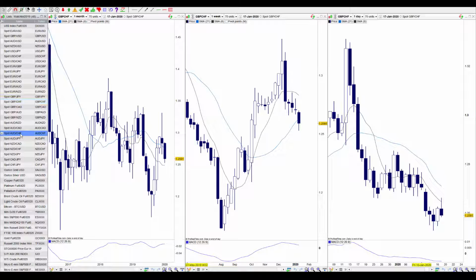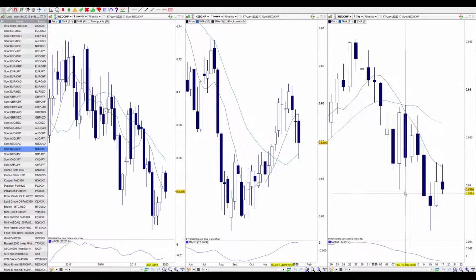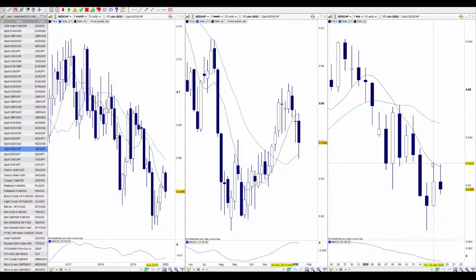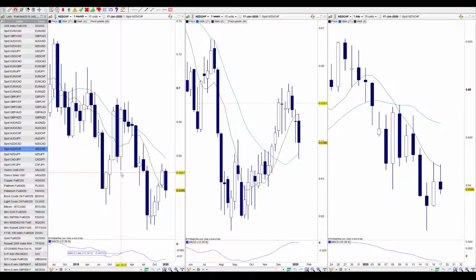Let's have a look at say Aussie Swissy, Kiwi Swissy. So this is also looking nice and weak. Kiwi Swissy looking nice and weak as well. Same thing again, pulling back into the previous lows. Nice little bearish candle setting up to head a little bit lower. There's that uptrend on the weekly, but a downtrend on the monthly. So CHF charts looking very appealing to me in terms of currencies.